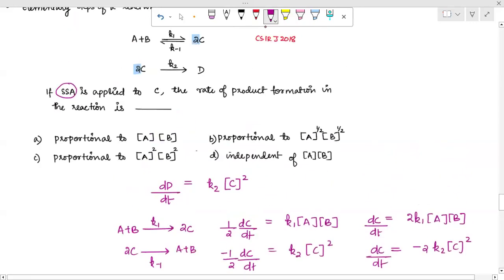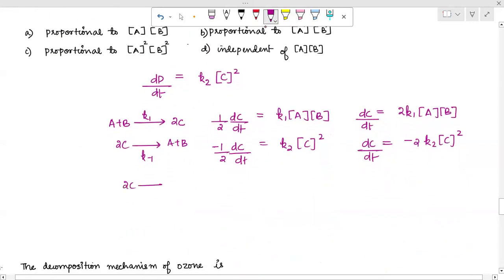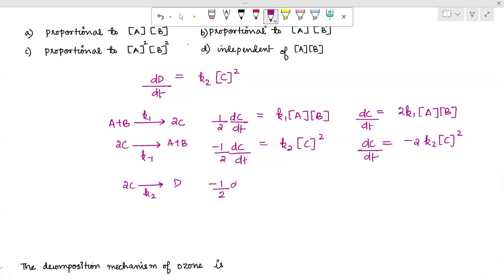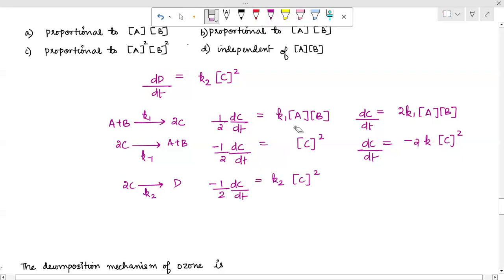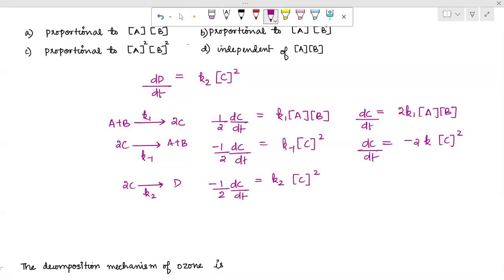In the last step, 2C is becoming D with the rate constant K2. Here also disappearance is happening. So if I have to write the rate of the reaction, this is going to be minus 1 by 2 dC by dt. That is equal to K2, concentration of C to the power 2. Okay, I'm sorry. Here it is K2. And if I have to rearrange for dC by dt, that is equal to minus 2K2C squared. Correct.